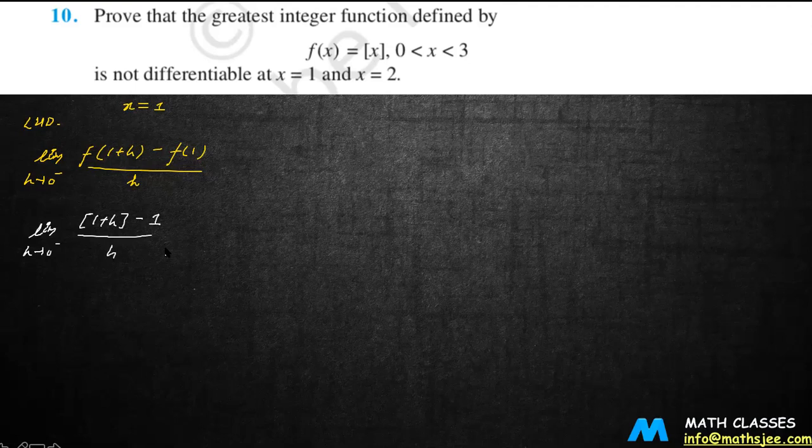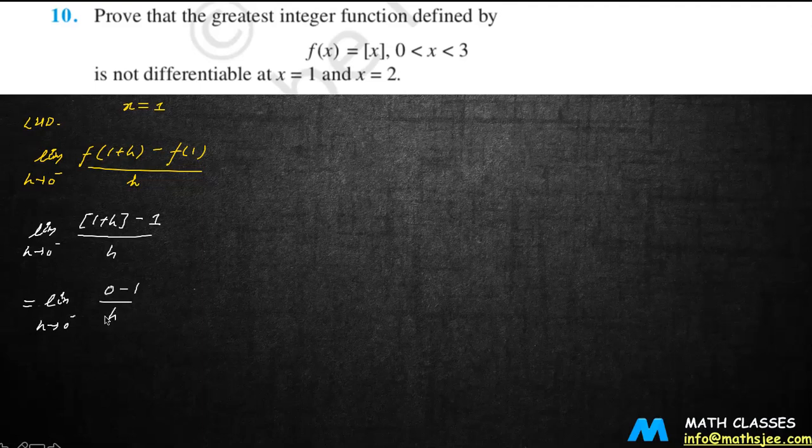Now, when h is approaching 0 from the left hand side, understand this point, it means that h is negative, right? So h is a very, very small negative number. So 1 plus h will be just less than 1. Understand this point. So if we have anything which is just less than 1, the box of that quantity is going to be what? This is 0. Box of that quantity is 0. So the limit h tends to 0 minus is 0 minus 1 divided by h.